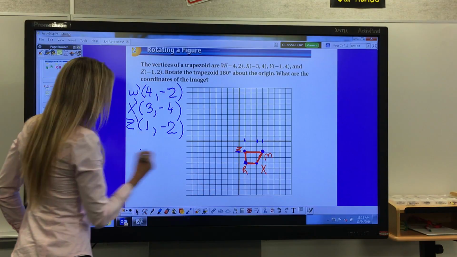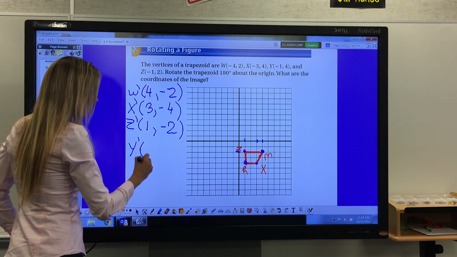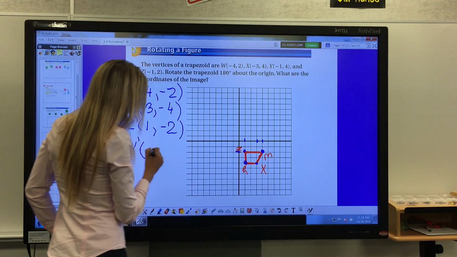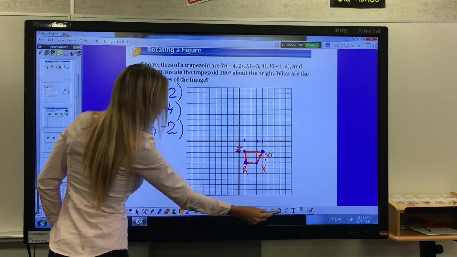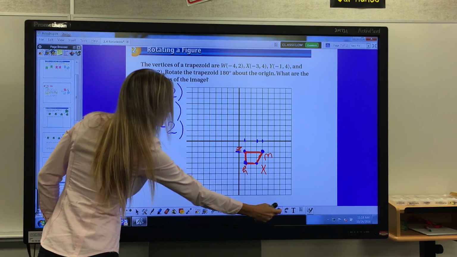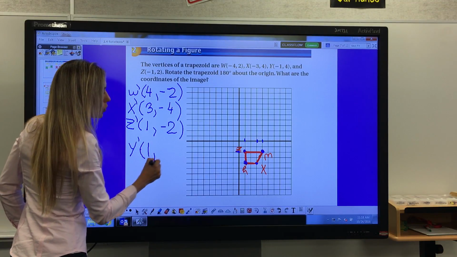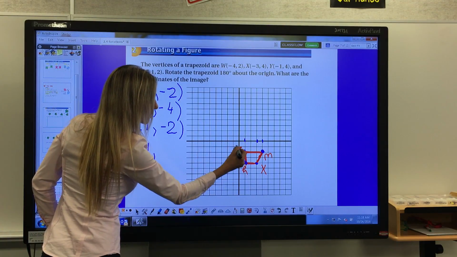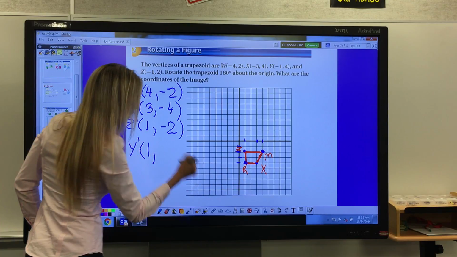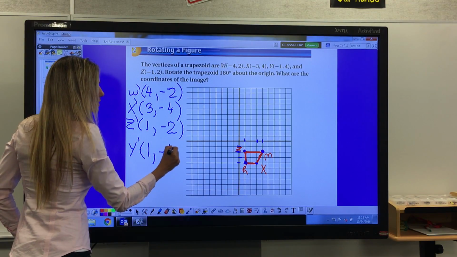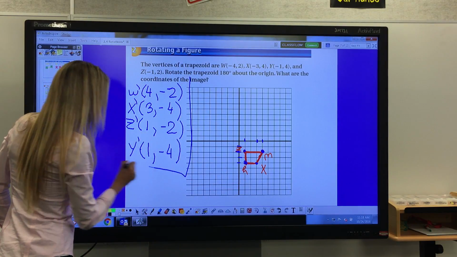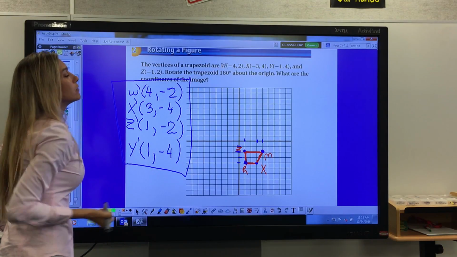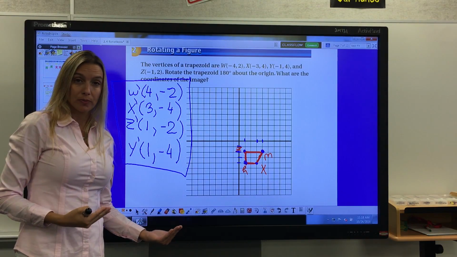And point Y, Y prime is positive 1 on X, I'm getting too ahead of myself. So 1 unit to the right on X and 1, 2, 3, 4 down on Y, so it's negative 4. Here is my rotated image.